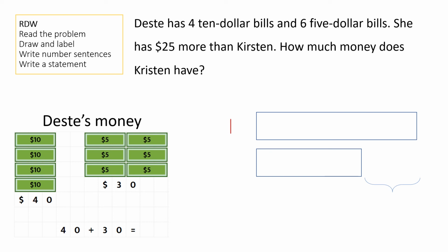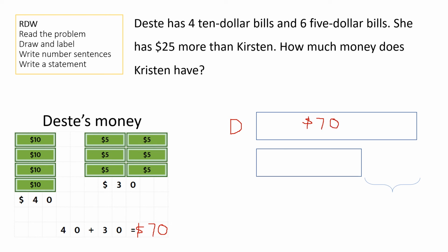So I'm going to label it D for Diep, and I'm going to put how much money she has total there, which I figured out after drawing her money on the left side of the screen. So Diep had $70. I'm going to label my bar diagram with $70 for Diep.